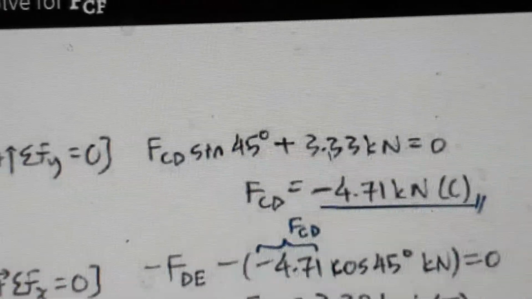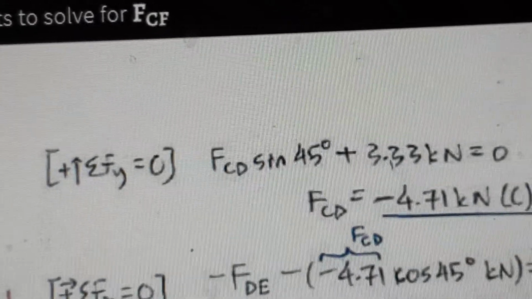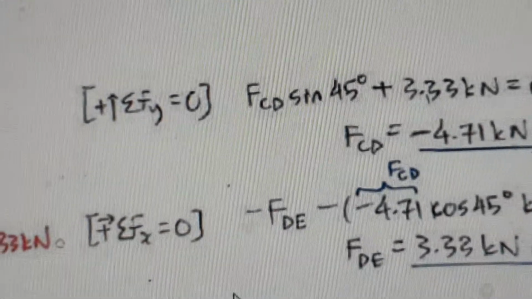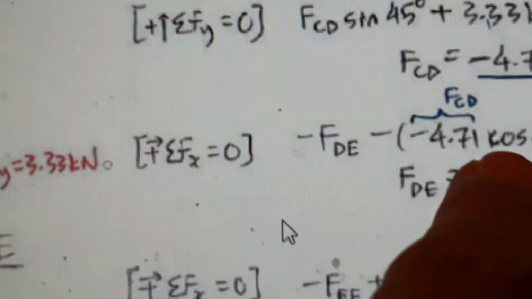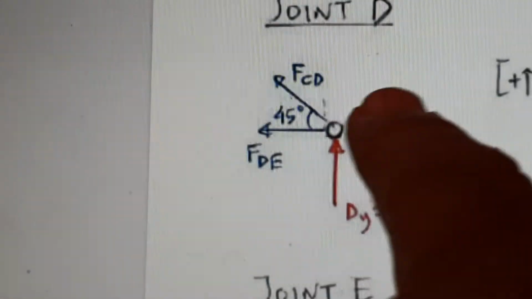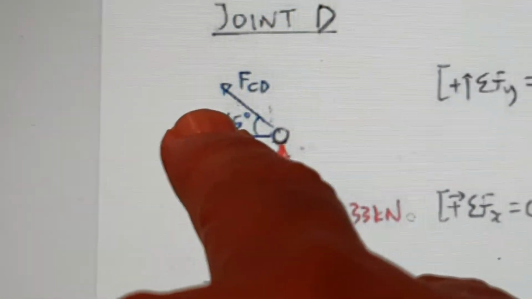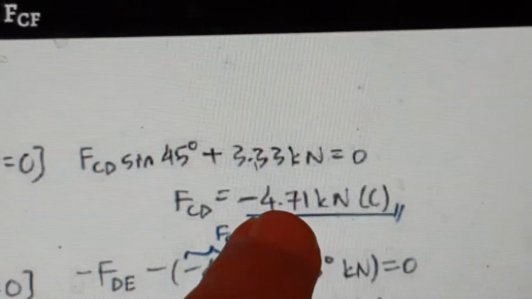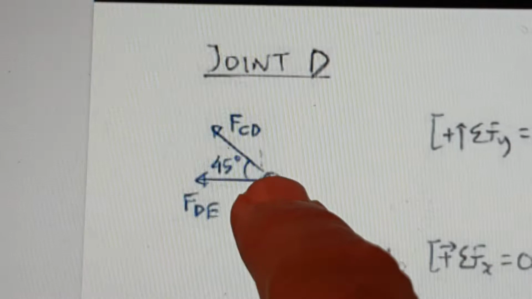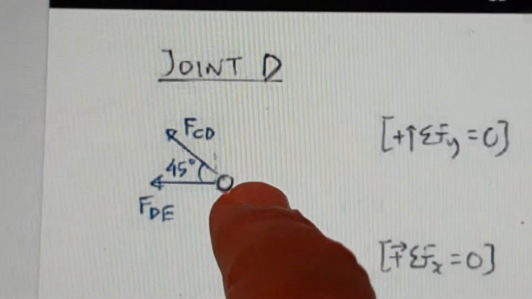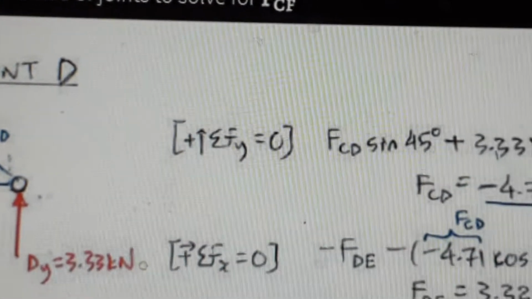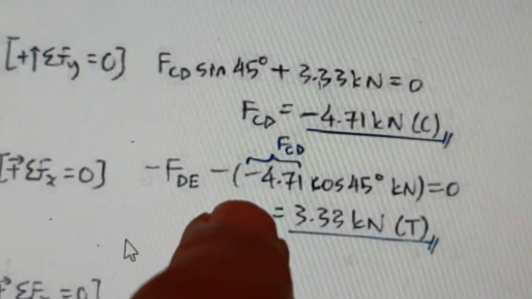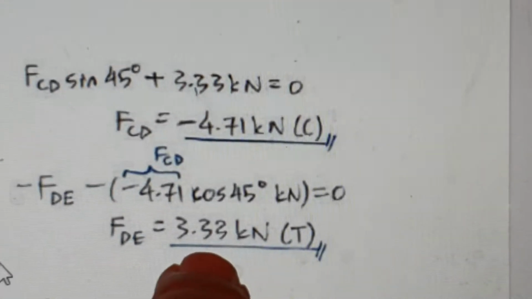You could find FCD. And summation of force at x equal to 0. Now we have FCD cosine 45, and that's negative. If you have FDE, of course we have to assume both tension, and then FCD is negative, which means it's compression. So FCD was assumed tension, but it's negative. Now it's the opposite side, it's compression. Same thing for FDE. It happened to be plus, so our assumption for FDE is tension.